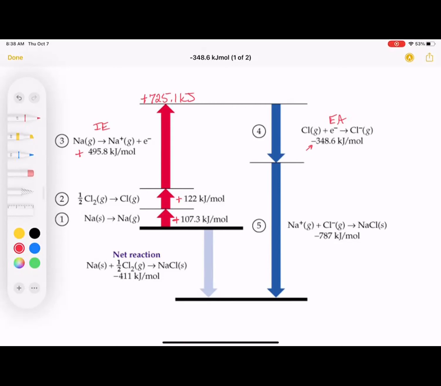But again, you can't stop there because once you make those ions, they do not exist by themselves. They're going to come together to form an ionic compound, and the lattice energy is going to be the driving force.